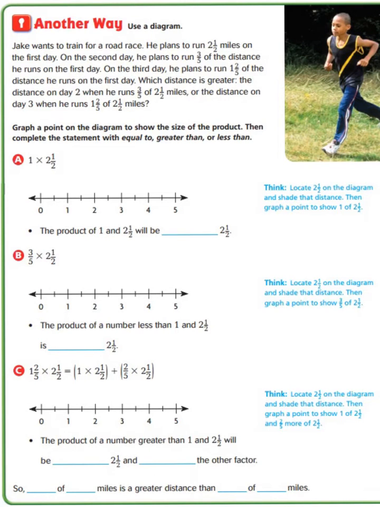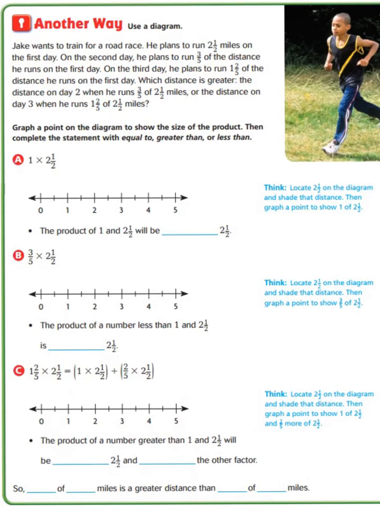Okay, let's take a look at another way to compare mixed number factors and products. And this way is to use a diagram or a number line, as we like to refer to it. So let's take a look at our word problem. Jake wants to train for a road race. He plans to run 2.5 miles on the first day. On the second day, he plans to run 3/5 of the distance he runs on the first day. On the third day, he plans to run 1 2/5 of the distance he runs on the first day. Which distance is greater? The distance on day 2 when he runs 3/5 of 2.5 miles, or the distance on day 3 when he runs 1 2/5 of 2.5 miles?